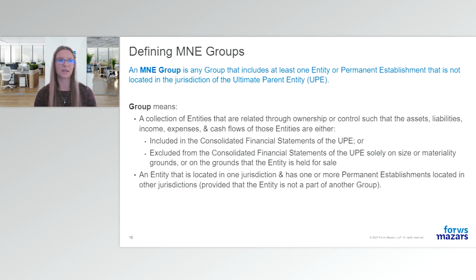So before we get into that, it's definitely good to go through a refresher of some of our definitions. An M&E group is any group that includes at least one entity or permanent establishment that is not located in the jurisdiction of the ultimate parent entity, or UPE. A group is a collection of entities that consolidate in the consolidated financial statements of the UPE, or they're excluded only based on size or materiality grounds, or because the entity is held for sale. It can also be an entity located in one jurisdiction with one or more permanent establishments located in other jurisdictions, as long as those entities are not part of another group.